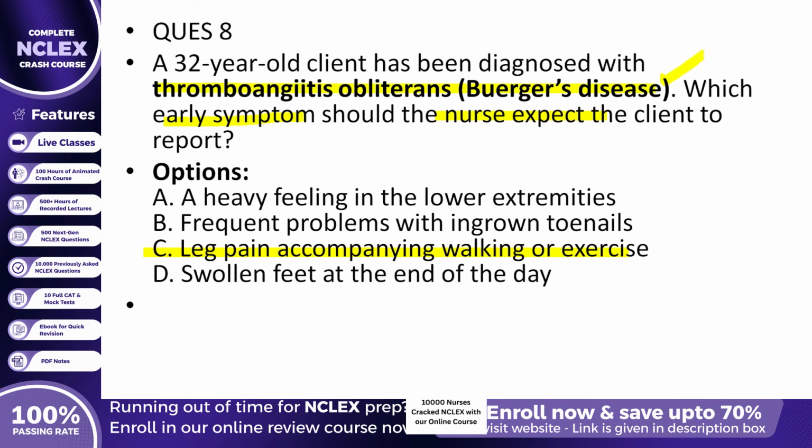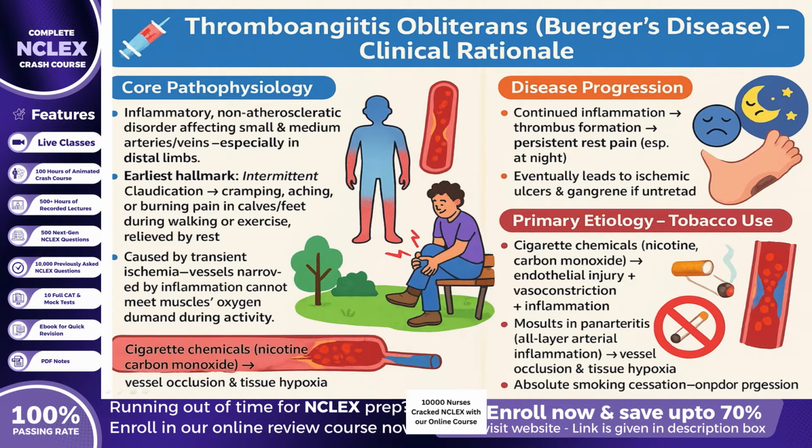Thromboangiitis obliterans is a progressive, non-atherosclerotic inflammatory disorder that affects small and medium-sized arteries and veins, especially in the distal limbs. The earliest and most characteristic symptom is intermittent claudication, which presents as cramping, aching, or burning pain in the calves, feet, or even hands during activity that resolves with rest.